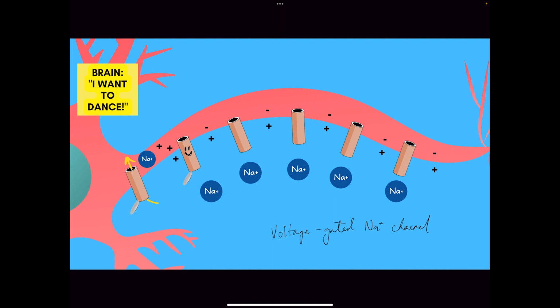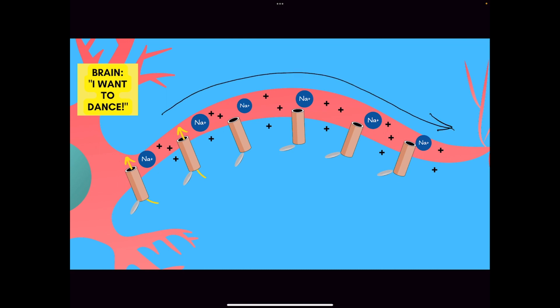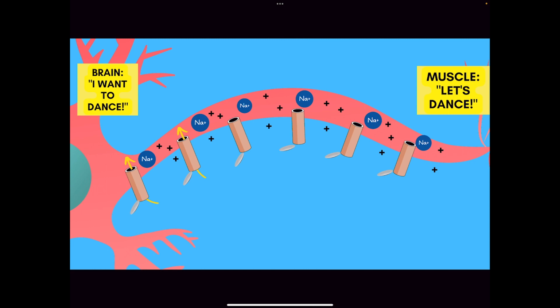Anyway, this channel's opened up because it's become positive inside the cell, which means sodium can now move in, down its concentration gradient. What do you think that means? Sodium carries that positive charge, makes it positive inside the neuron. Opening up the next voltage-gated sodium channel, sodium moves in, makes it positive, opens up the next channel, and so on. What is happening? We've just, through a domino-like effect of nature, thrown sodium into a neuron down the axon. We've now reached the end of the axon. And this signal that we've just sent goes to the muscles and says, let's dance.